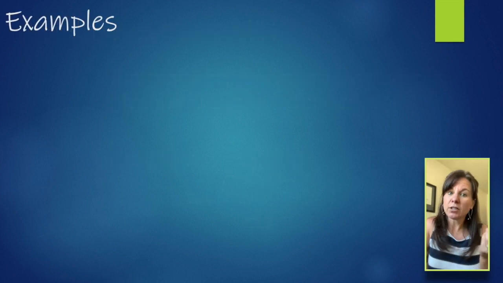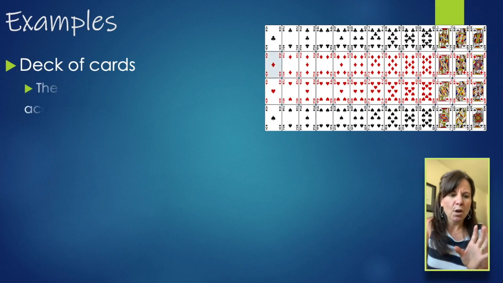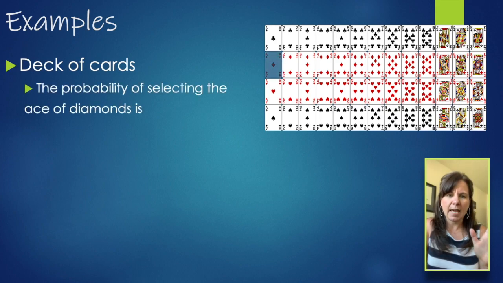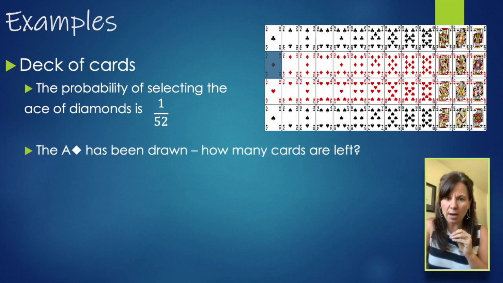So let's go to Las Vegas and we'll get ourselves a deck of cards. And just simply, what's the probability of selecting an ace of diamonds? Well, there's one ace of diamonds and there's 52 cards. So the probability of selecting the ace of diamonds is 1 out of 52. Okay, now the ace of diamonds has been drawn. How many cards are left? Well, now there's 51 cards left.